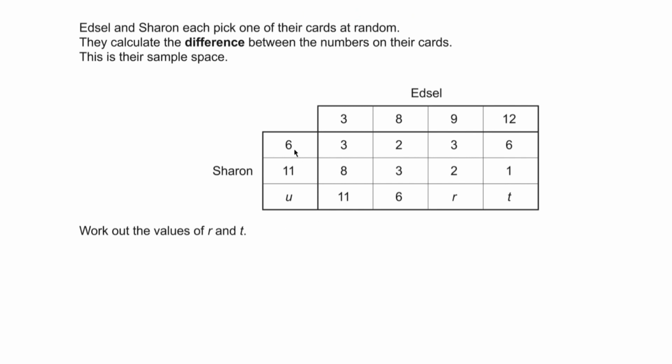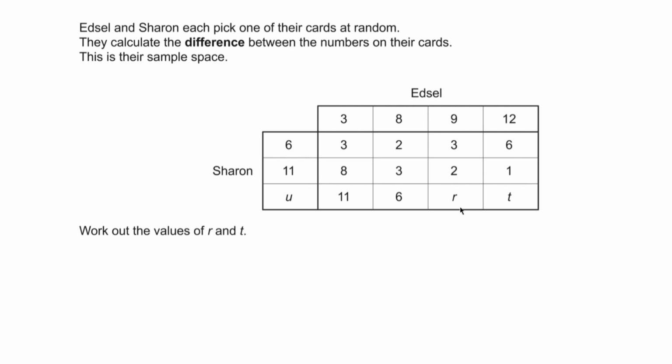Now what's happening over here? We've got the 6 plus 3, which is 3. 6 plus 8. Well, that's not 2, so what they might be doing here is taking away. So we've got 6 take away 3, which is 3. And then we've got 8 take away 6, which is 2. 9 take away 6, which is 3. And then 12 take away 6, which is 6. So that's what's happening there.